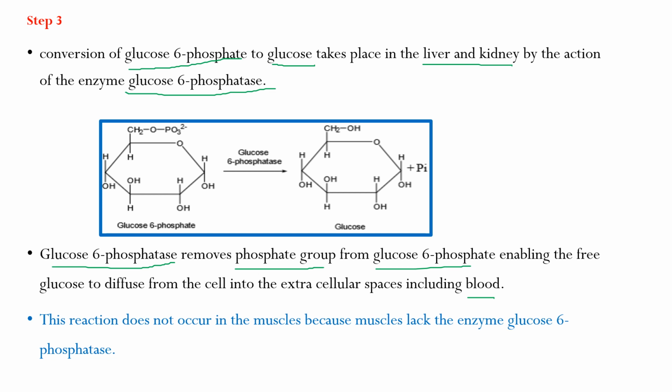This reaction, the conversion of glucose 6-phosphate to free glucose, does not occur in the muscles because muscles lack the enzyme glucose 6-phosphatase.